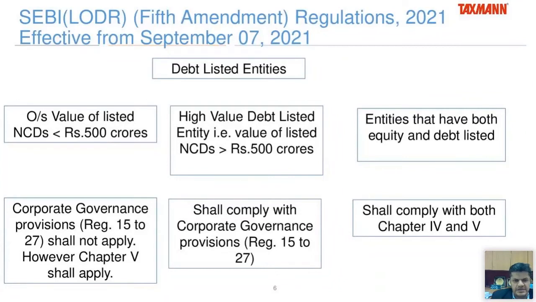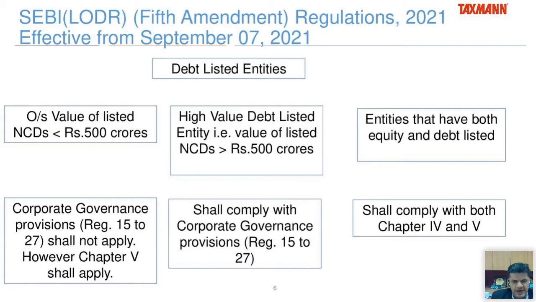So in terms of hierarchy, friends, the circular categorizes debt listed entities into three parts. The ones with outstanding value of listed NCDs of less than 500 crores, the corporate governance provisions, that is regulation 15 to 27, will not be applicable to such small entities. So these corporate governance requirements under regulation 15 to 27 shall not be applicable. However, Chapter 5 of the LODR shall apply.